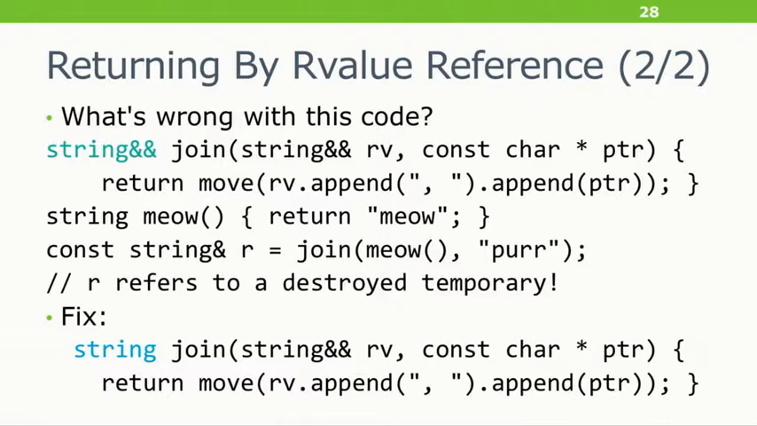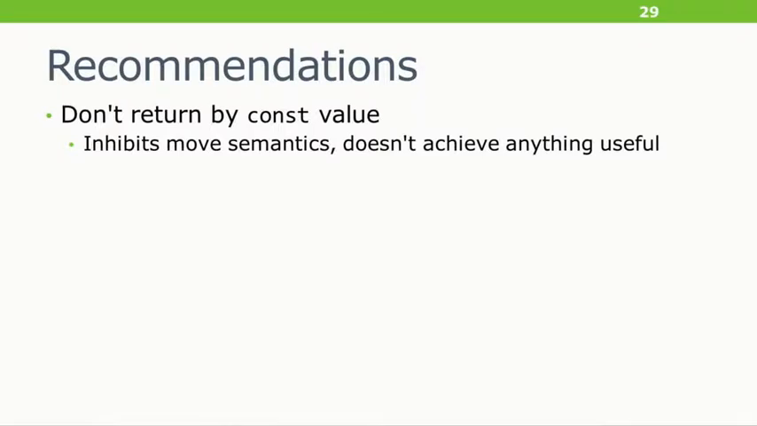This is the exact same fix that was applied to C++11 before it shipped, thankfully, and we actually managed to catch it in the library as well. So recommendations. If you see anybody returning by const value, stop them before they injure themselves and you. Just never do this. It doesn't prevent anything useful.